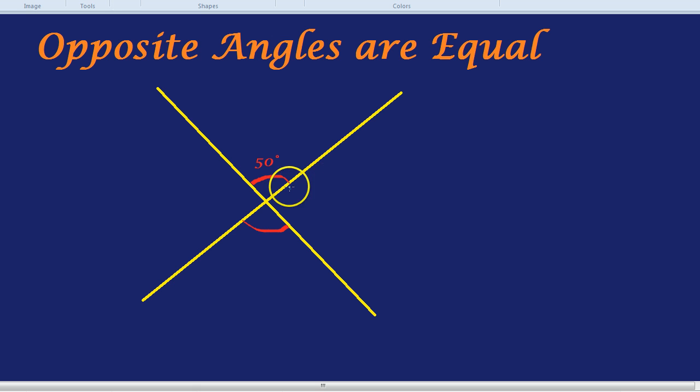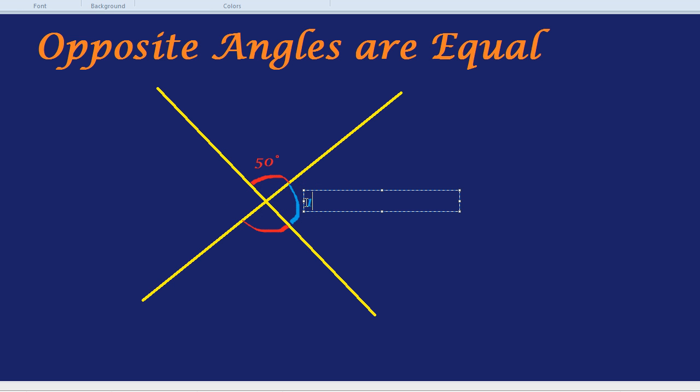Well, if we look at the blue angle to the right, what would that be? Well, it forms a semicircle. That blue angle and the 50 degrees form a semicircle on a straight line. We know already that the angles in a straight line add up to 180 degrees. What is the blue angle then? The blue angle would have to be 130 degrees. That's because 130 degrees plus 50 degrees adds up to 180 degrees, which is the angle on a straight line.